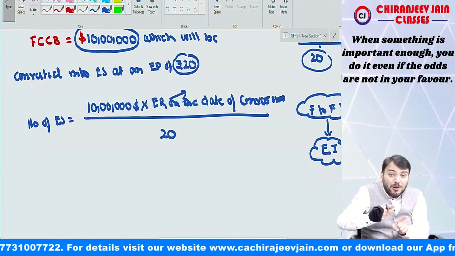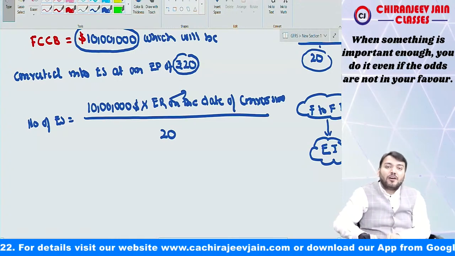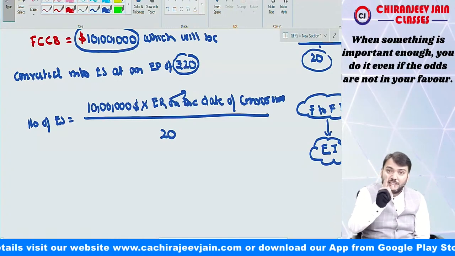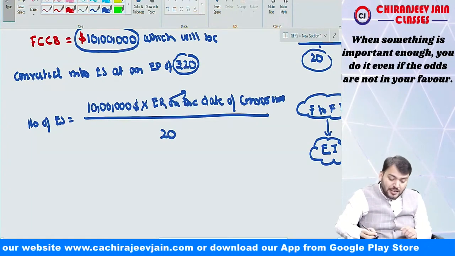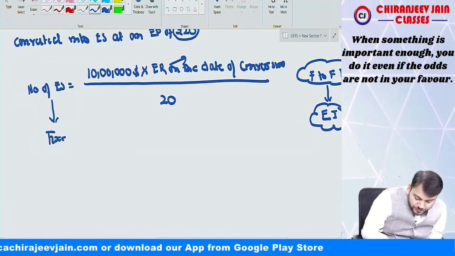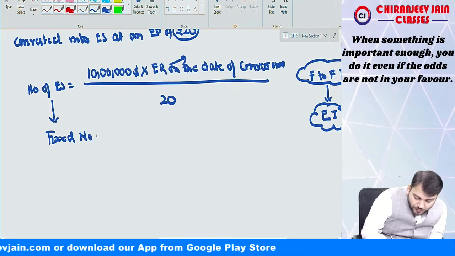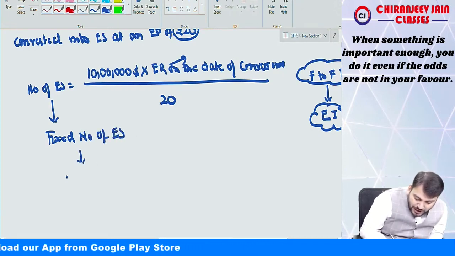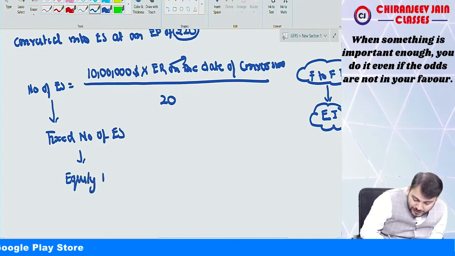Now that number of equities is not known to us right now because of changes in exchange rate, because of fluctuation in exchange rate. Therefore, this will be considered as a fixed number of equity shares, and it will be classified as equity instrument.